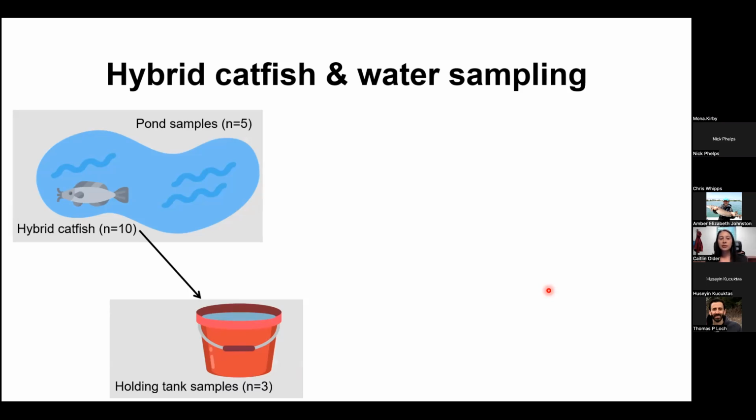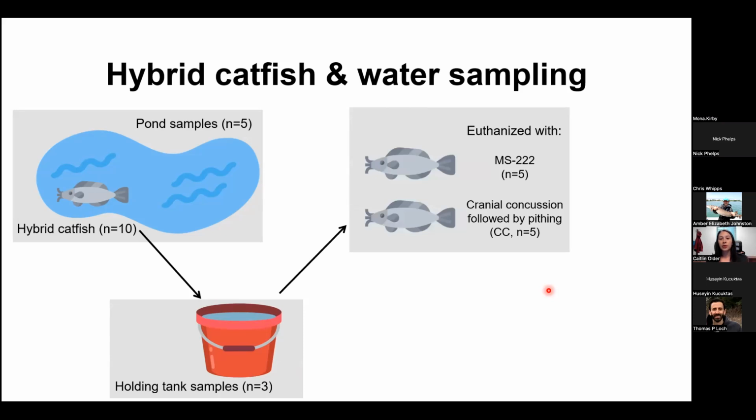And then of these 10 catfish, we split them into 2 experimental groups. The first group were fish that were euthanized with an overdose of MS-222. And then the second group was euthanized with cranial concussion, followed by pithing. From these fish, we collected digesta and then also swabbed the gill and skin with swabs and extracted the DNA.